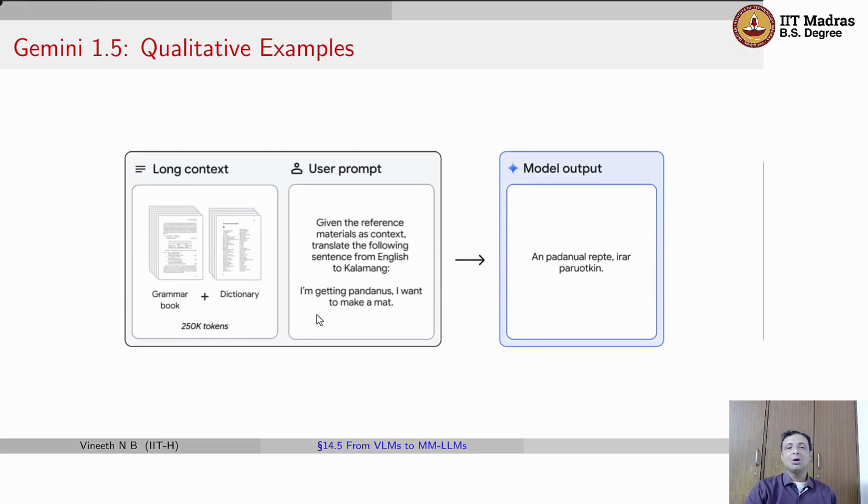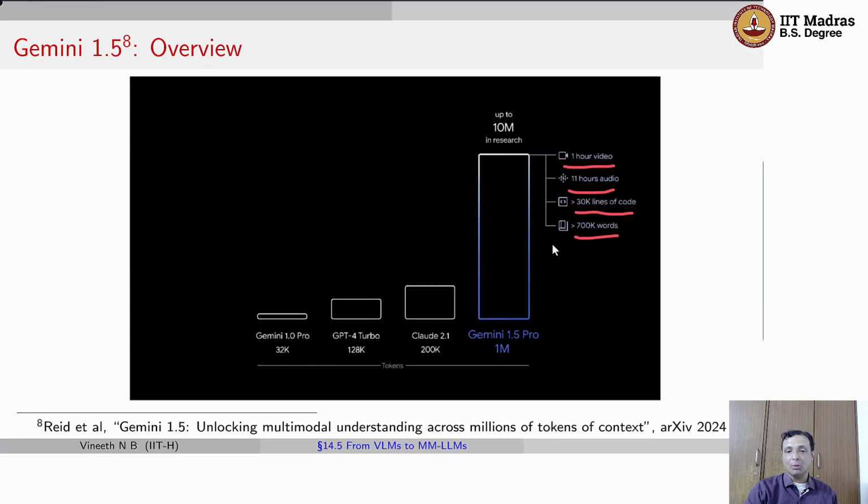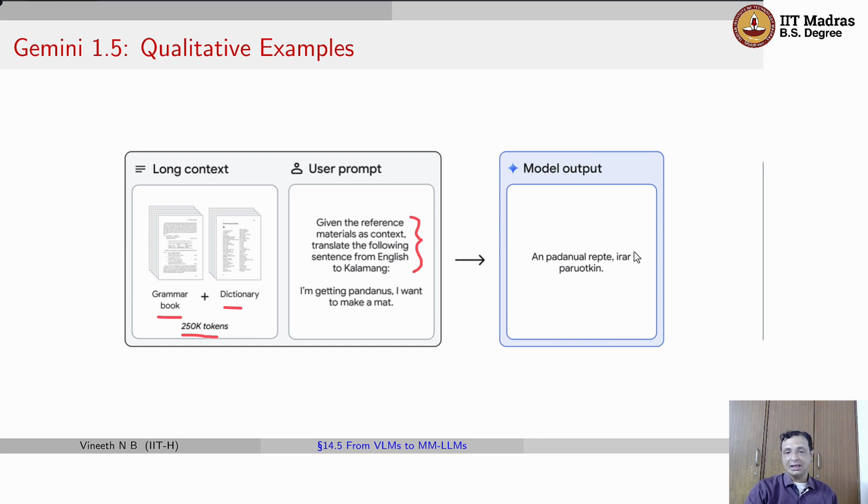Here's one more example where the user prompt is, given the reference materials as context, translate the following sentence from English to Kalamang, and you give a grammar book and the dictionary as input tokens, because Gemini allows a significantly large number of tokens. In fact, all of this grammar book and dictionary together is still only 250k tokens, while Gemini 1.5 can take up to 10 million tokens as input to its model. And in this case, the model outputs a fairly correct answer as a response to the user query.